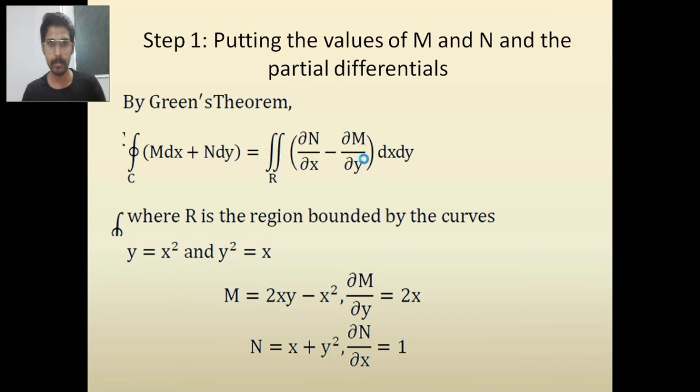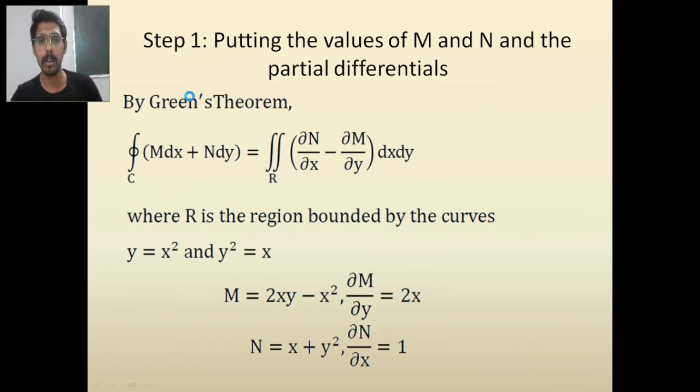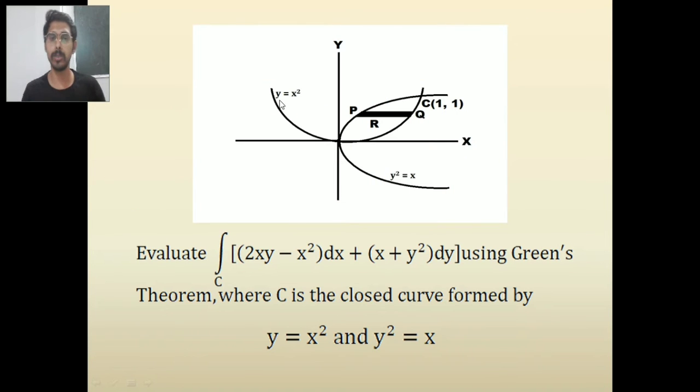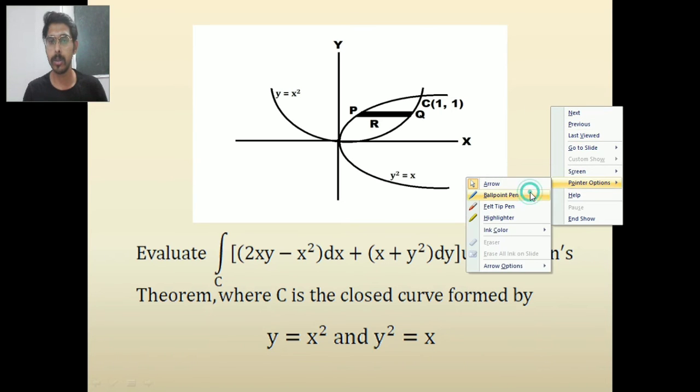So in this step we are going to find out the path of integration. Now we have taken a horizontal strip in the figure. As you can see here, there is a horizontal strip, and this will help us to give the path of integration for x. Since this is parallel to the x axis, this will give us the path of integration for x in terms of y, and simply this will give us the path of integration of y. Now let us take a pointer in order to understand.